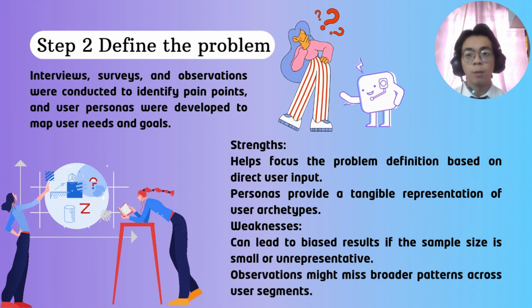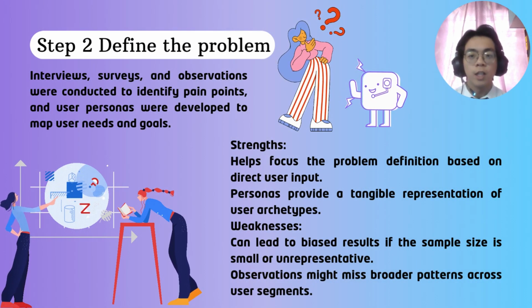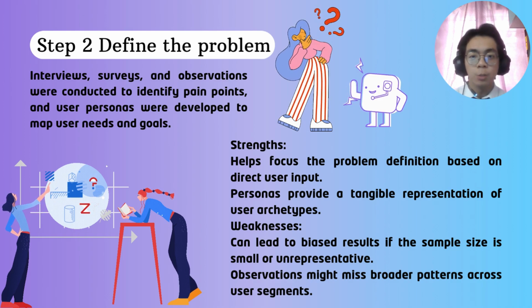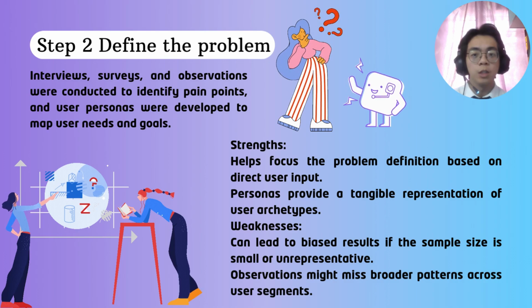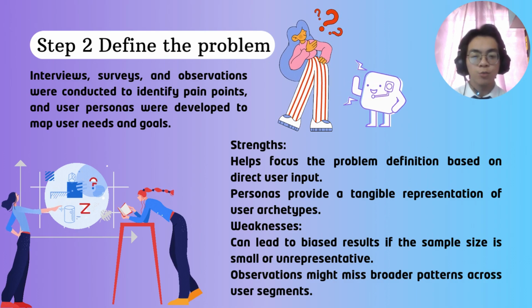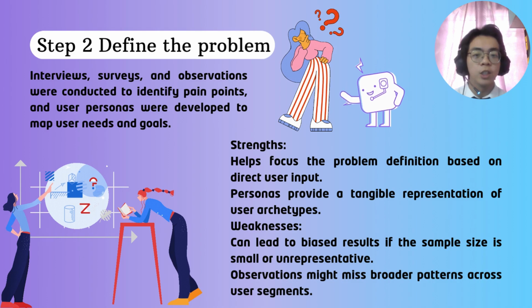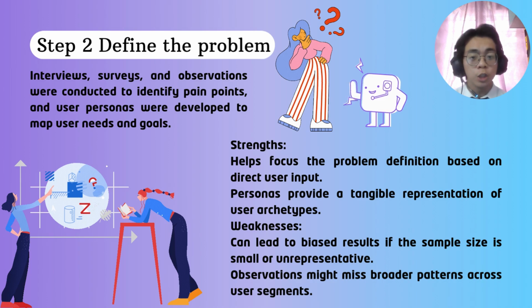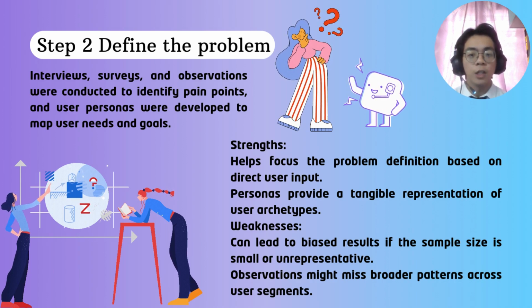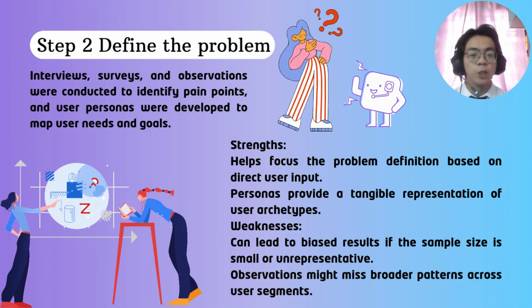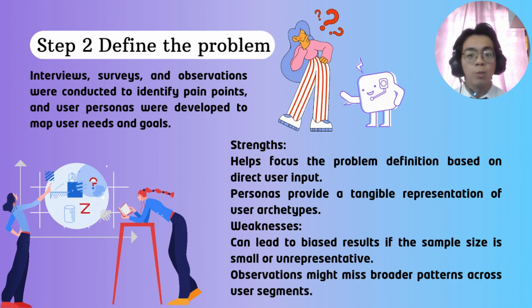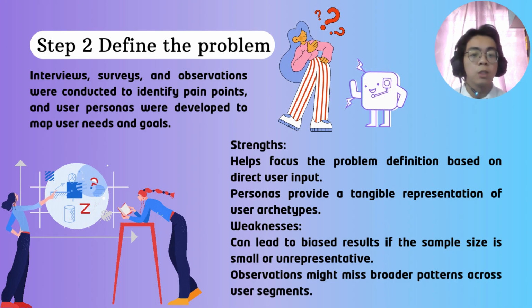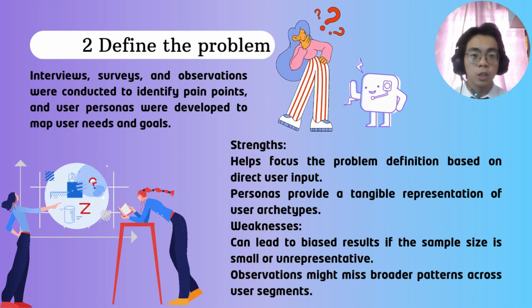Step 2, define the problem. Interviews, surveys, and observation were conducted to identify pain points, and user personas were relevant to meet user needs and goals. Strengths are that it helps focus the problem definition based on direct user input. Personas provide tangible representations of the user archetypes, but the weaknesses are that it can lead to biased results if the sample size is small or unrepresentative, and the observations might miss broader patterns across the user segment.